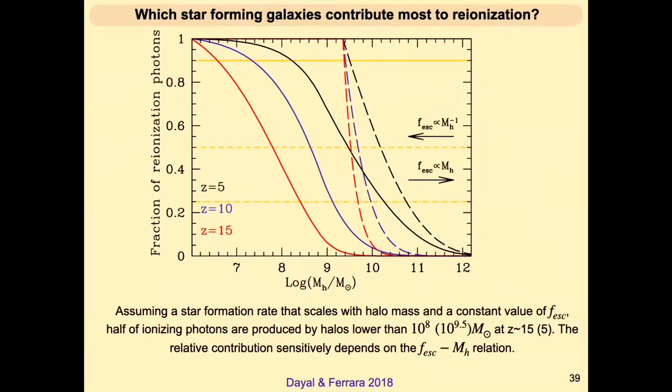So as of now, the situation is that if you think of this really, really simple scenario where you are basically just working with supernova feedback and constant escape fractions, low mass sources will provide most of the reionization photons. And I'm just going to show you in a few minutes how this will evolve as you make the situation more and more complicated.